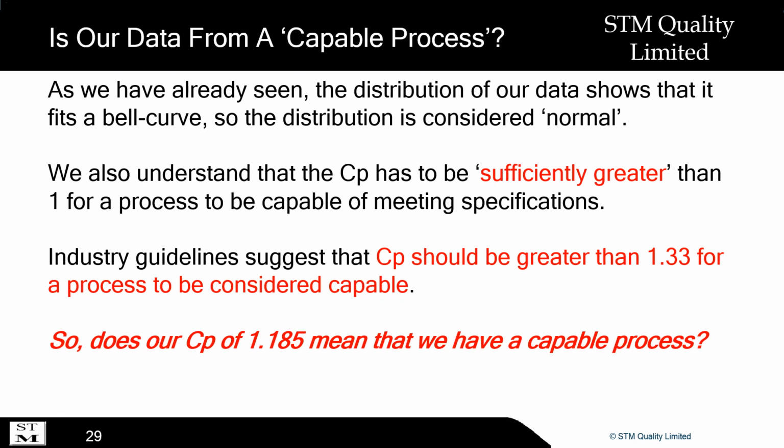As we have already seen, the distribution of our data shows that it fits a bell curve, so the distribution is considered normal. We also understand that the CP has to be sufficiently greater than 1 for a process to be capable of meeting specifications. Industry guidelines suggest that CP should be greater than 1.33 for a process to be considered capable. So, does our CP of 1.185 mean that we have a capable process?